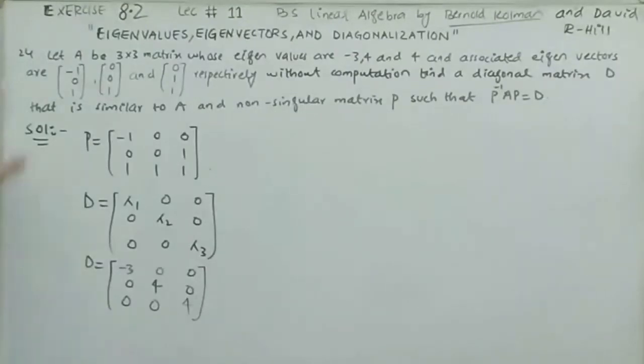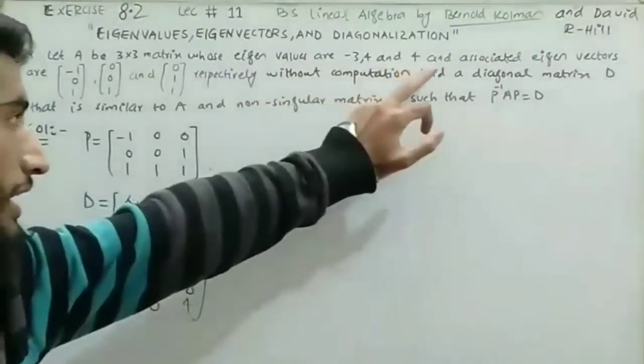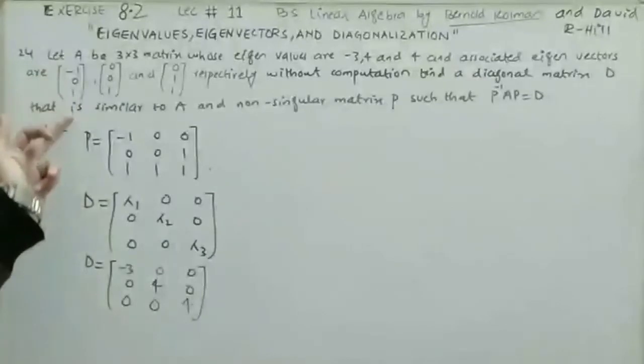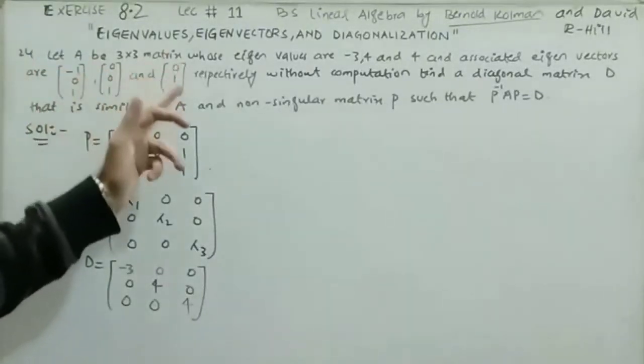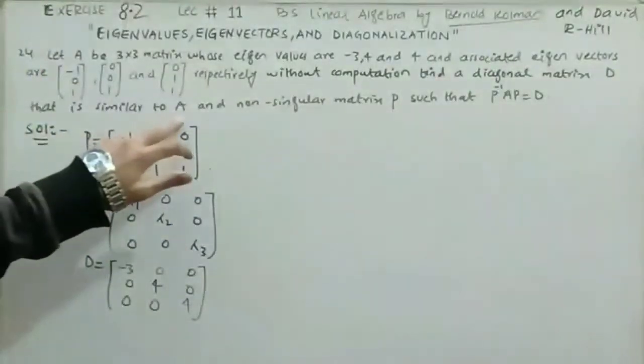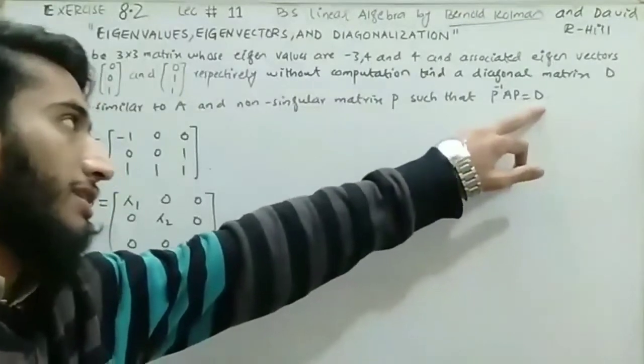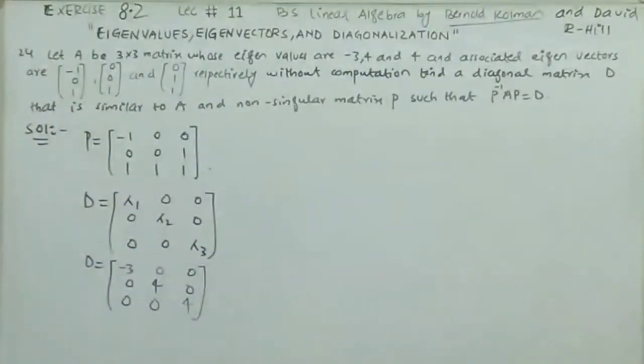Now move to the next question, question number 24. Let A be a 3 cross 3 matrix whose eigenvalues are -3, 4 and 4 and associated eigenvectors are (-1, 0, 1), (0, 0, 1) and (0, 1, 1) respectively. Without computation, find a diagonal matrix D that is similar to the matrix A and a non-singular matrix P such that P inverse AP is equal to the diagonal matrix D. The solution to question 24 is similar to the solution of question 23, the previous question, but in this question the order of the matrix is 3 cross 3.